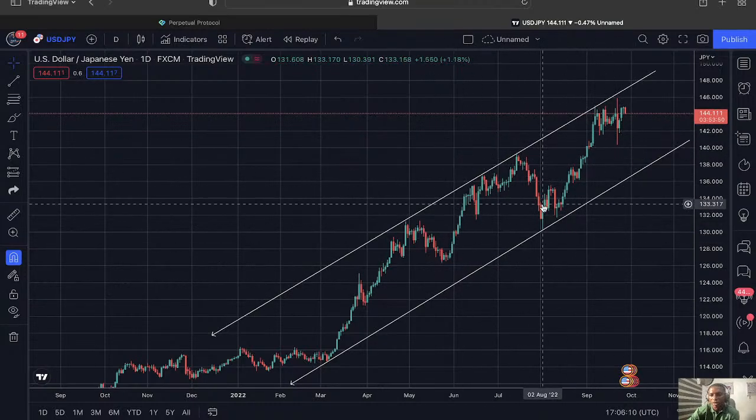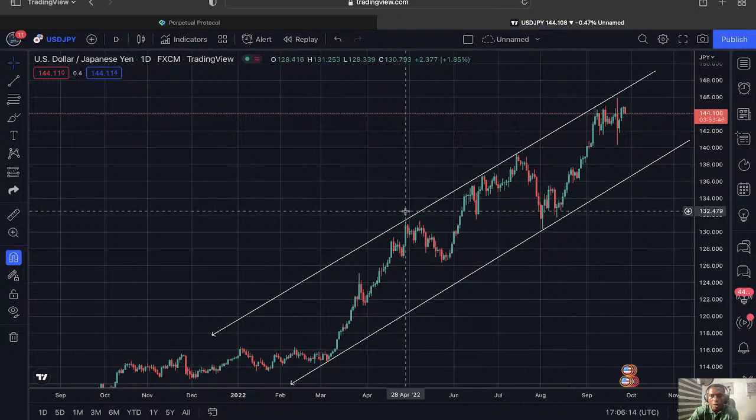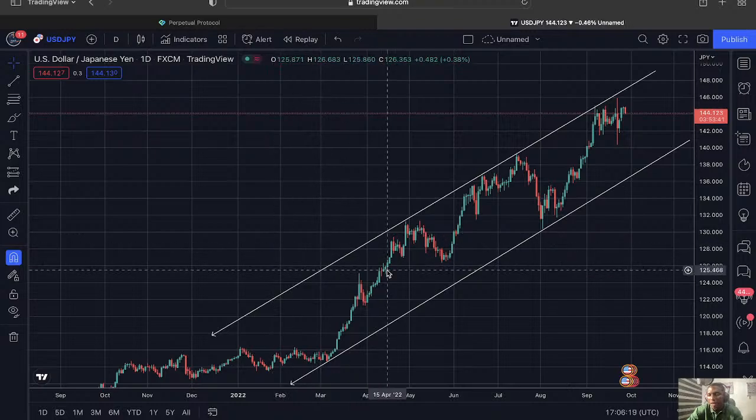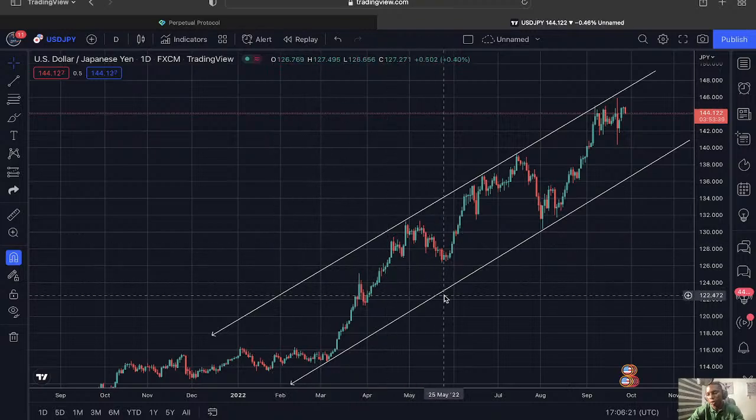And we can see that the market has been on an uptrend for a while now. So let's observe levels of support and resistance along this trend.